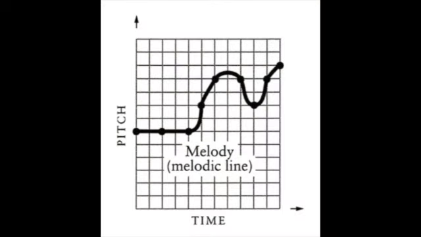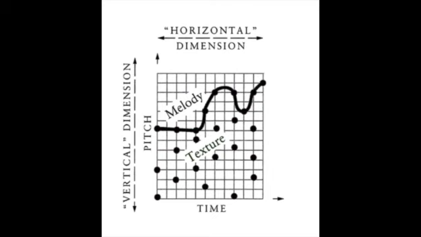Thinking again of the pitch or time graph we saw last week, we can see that it is possible to plot more than one pitch for every time slot. Melody exists in the horizontal dimension, texture in the vertical dimension. For the moment, we leave the lower dots below the melody unconnected. The first texture we'll look at is monophony.